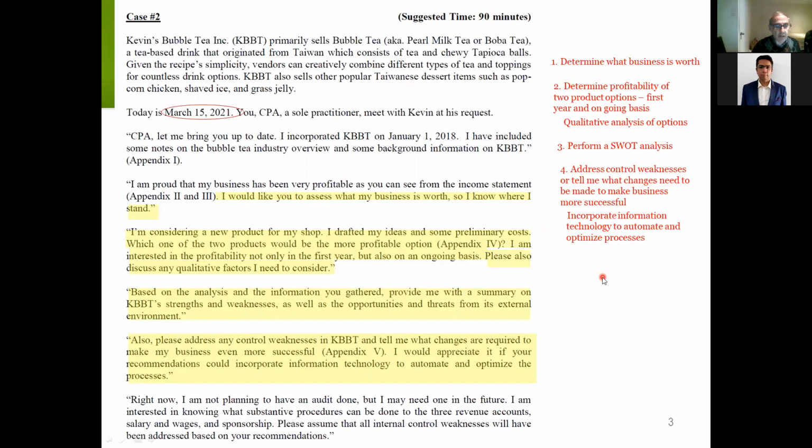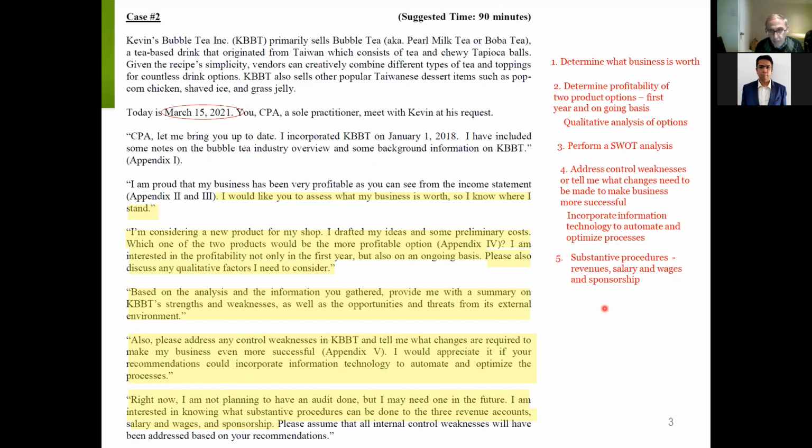Moving on, in the next paragraph, the last paragraph, we're told, right now, I'm not planning to have an audit done, but I may need one in the future. I'm interested in knowing what substantive procedures can be done to the 3 revenue accounts, salary and wages, and sponsorship. So notice that you're being asked to come up with procedures, but you're being told to deal with very specific accounts. Sometimes on the multis, they will be very specific about which accounts they want you to deal with. Please only deal with the accounts they ask you to.